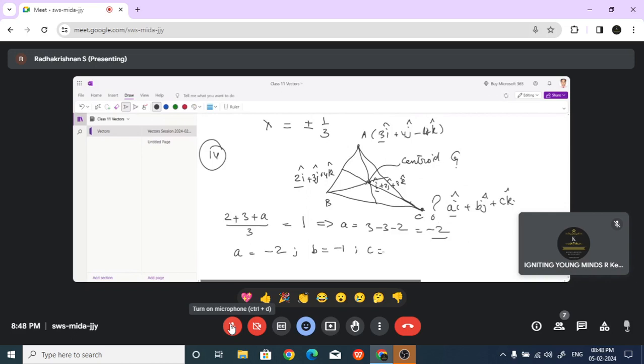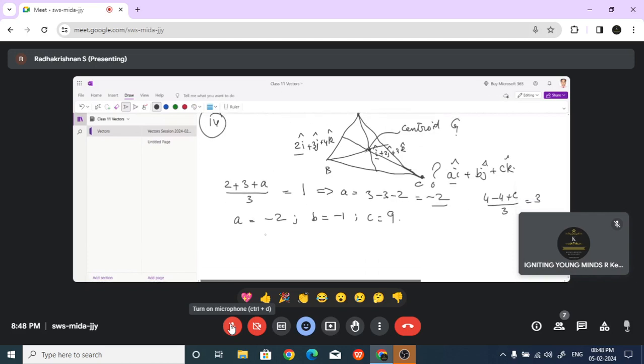c equal to 3, sir. What do you get? Getting 4 minus 4 plus c by 3 equal to 3. So c equal to 9, right? So the position vector of point C is minus 2i minus j plus 9k. Okay.